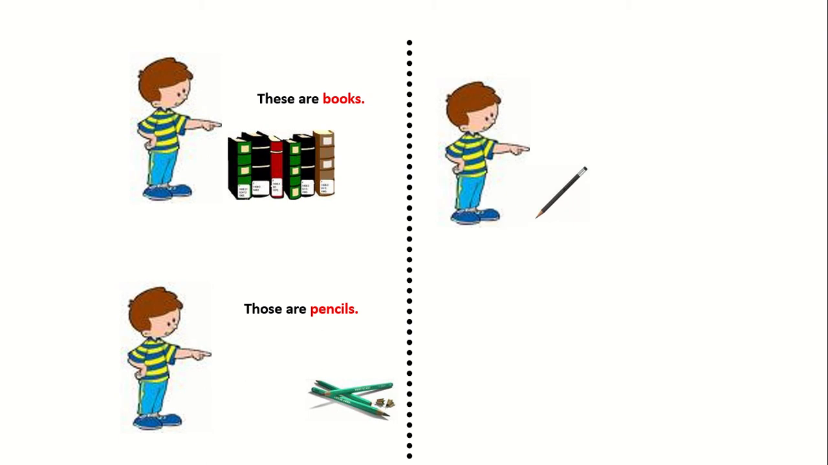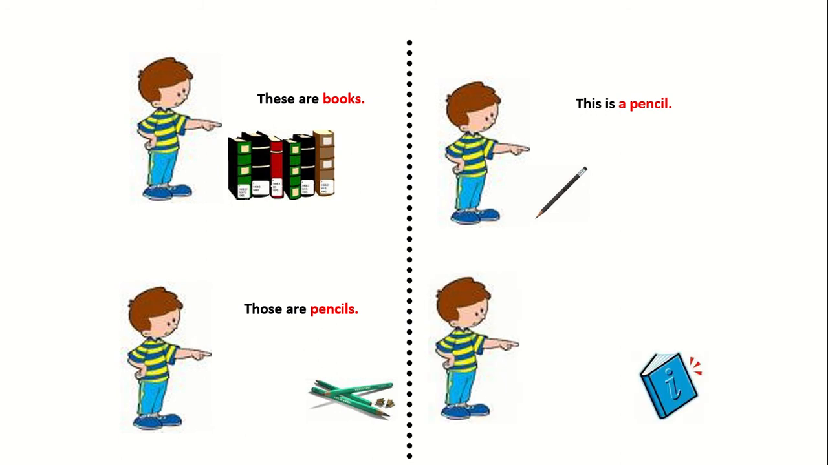Let's take the third picture. The boy is near a pencil, one pencil. So what do we say? This is a pencil. And finally, for this slide, the boy is far from the book. So we say that is a book. Let's take 4 more pictures for exercising, for practicing.